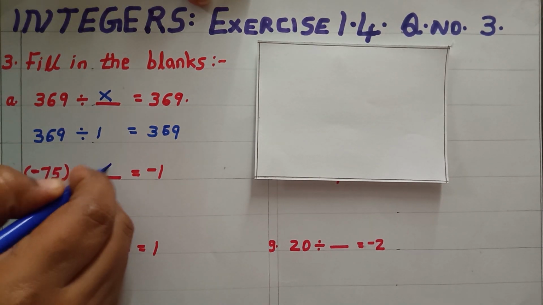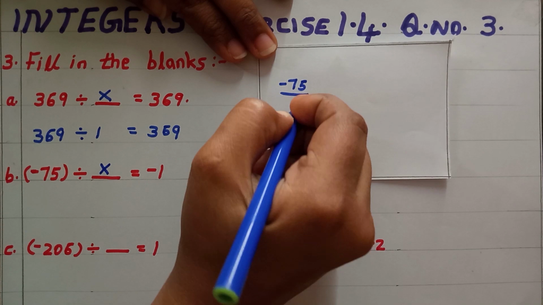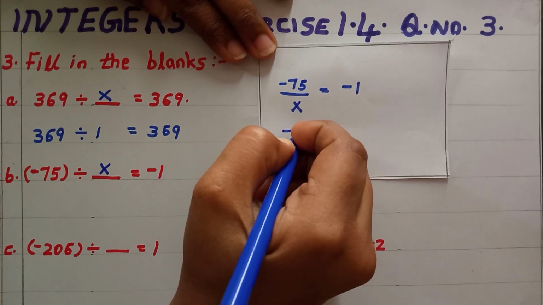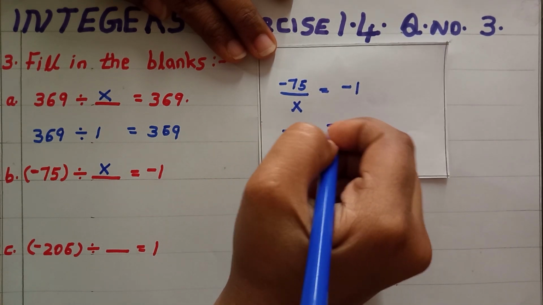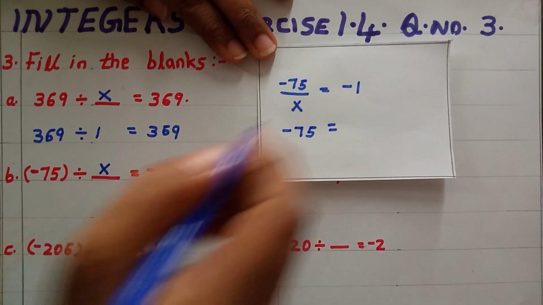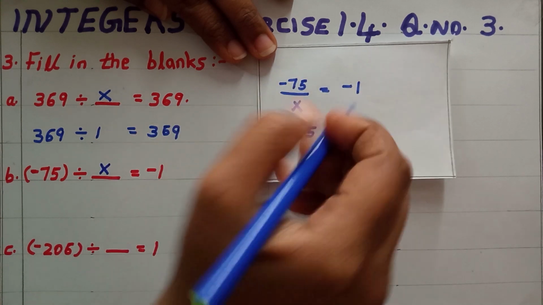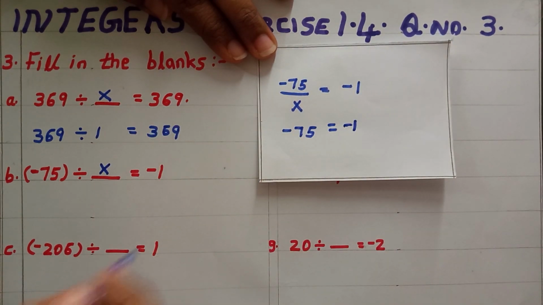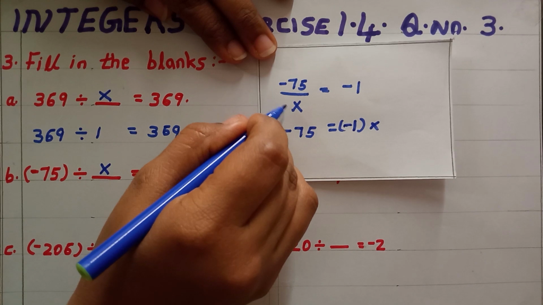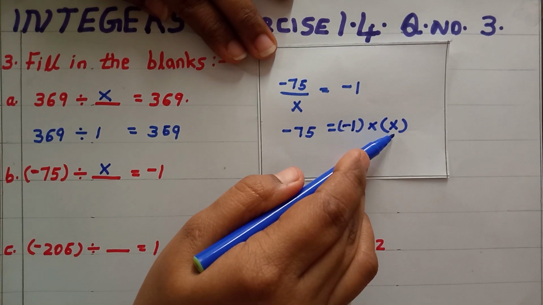Let this dash be x. Minus 75 divided by x equal to minus 1. Just keep minus 75 here itself. Minus 75 equal to, now we are taking this x to the other side. Then this division will change into multiplication. And who is the host here? Minus 1 itself. So write down minus 1 first. Then minus 1 into, this division will change into multiplication. Minus 1 into x. We are required to find what is the value of x.